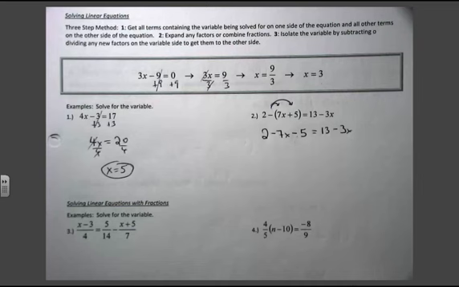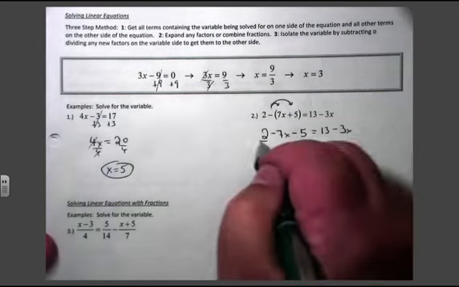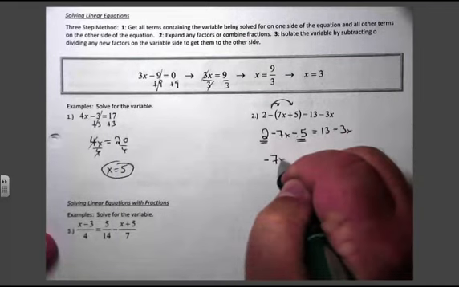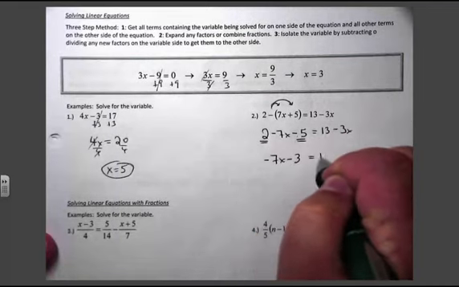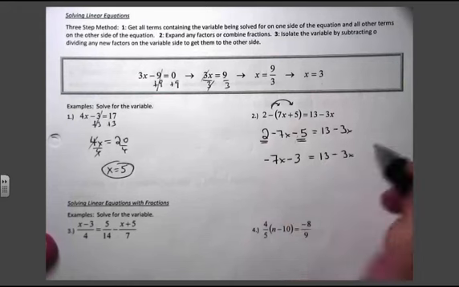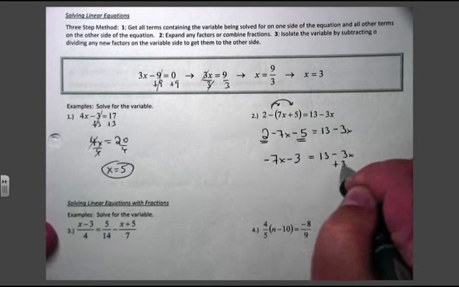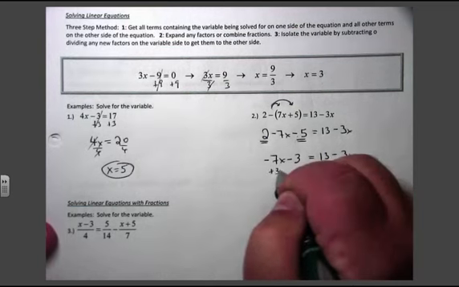Trying to reduce it all along the way. Do you guys see anything that can combine? Yeah. What's 2 minus 5? So I've got negative 7x minus 3 equals 13 minus 3x. Combine like terms. Now I'm going to juggle. Trying to solve for x, I want to get all the x's on one side. So my next move is I'm going to add 3x to both sides.